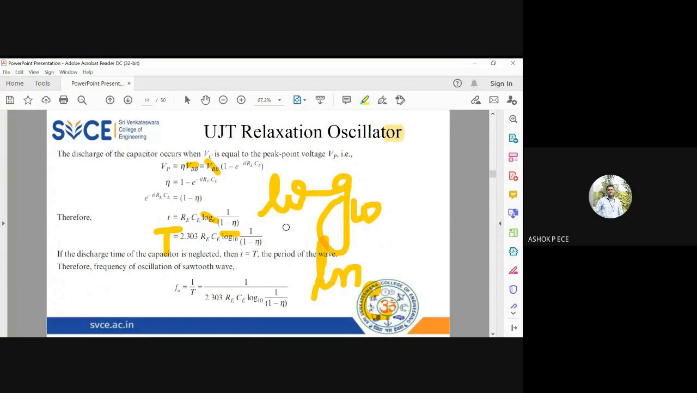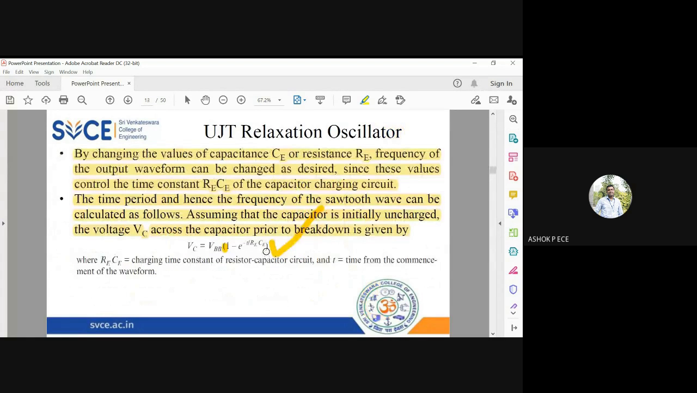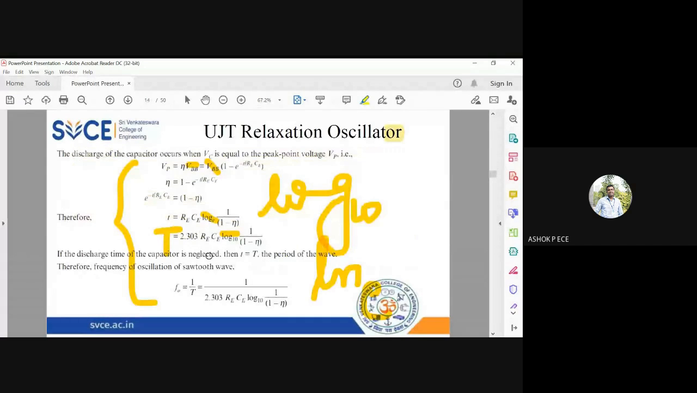This is a very small derivation. The basis of the derivation is the charging formula of the capacitor. From the charging formula of the capacitor, we can find the frequency of oscillation of the sawtooth waveform, which is produced by the UJT relaxation oscillator.